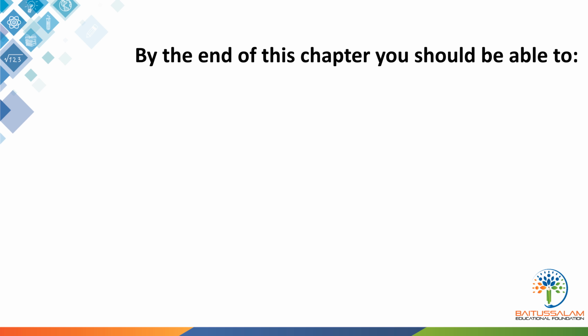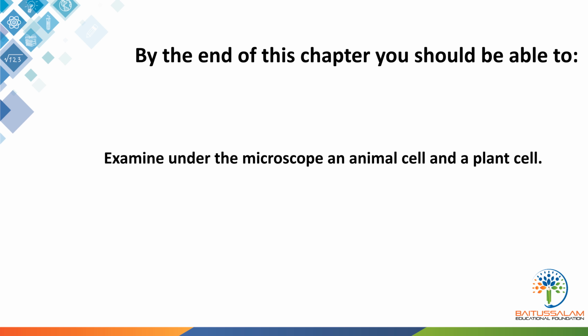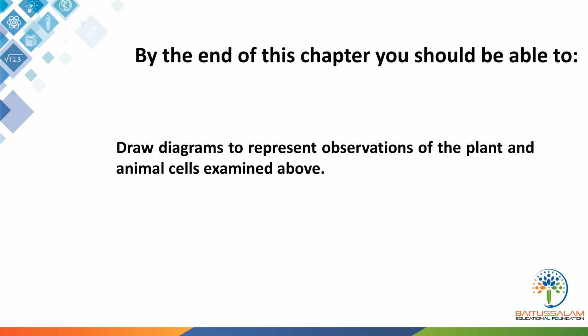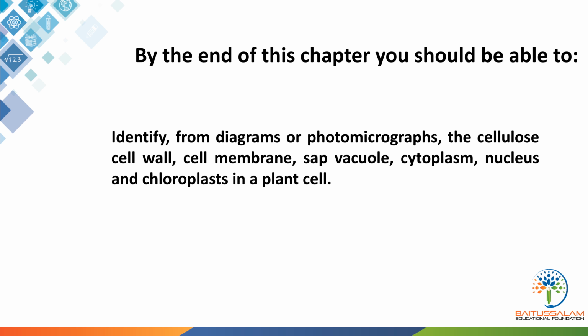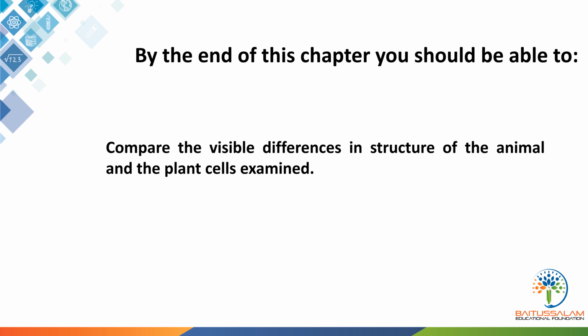By the end of this chapter you should be able to examine under the microscope an animal cell and a plant cell. Draw diagrams to represent observations of the plant and animal cells examined above. Identify these cells from preserved material under the microscope, from diagrams and from photomicrographs. Identify, from diagrams or photomicrographs, the cellulose cell wall, cell membrane, sap vacuole, cytoplasm, nucleus and chloroplasts in a plant cell. Compare the visible differences in structure of the animal and the plant cells examined.